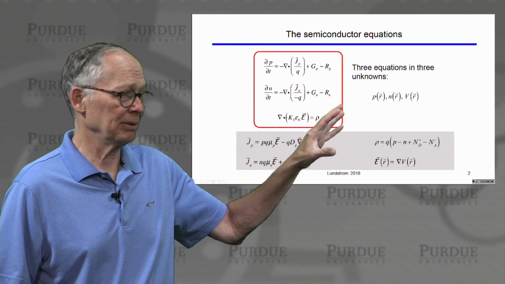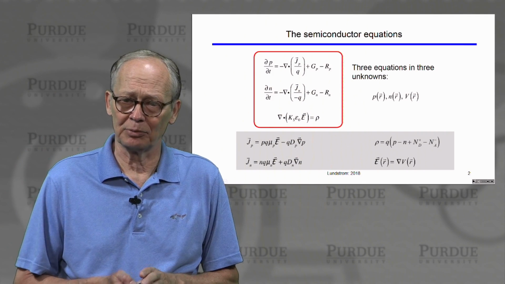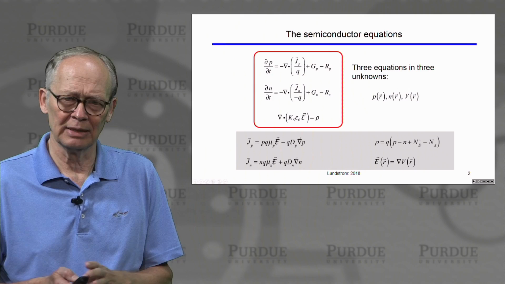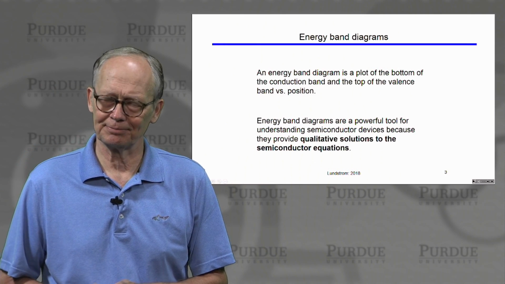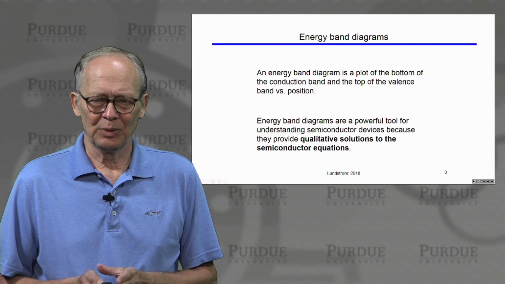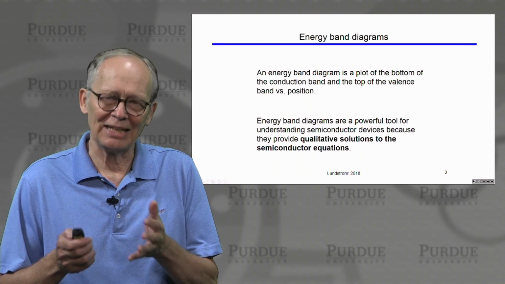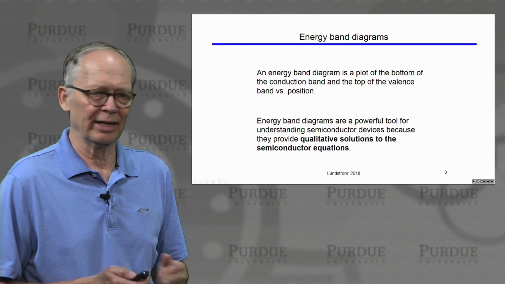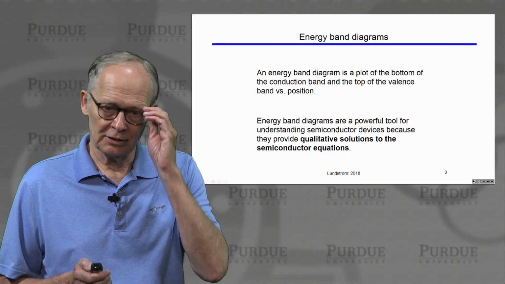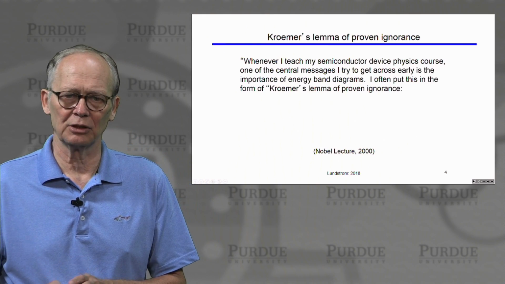This is a fairly complicated set of mathematical equations, but we know if we solve these equations, we can understand the operation of any device. But we're looking for a way to avoid a lot of mathematics in this lecture, and we're looking for a way to get some qualitative insight into the solution to these equations. An energy band diagram, I'll just remind you, we have an energy versus momentum, or an E-k plot, that describes the band structure of a semiconductor. But an energy band diagram is a plot of the bottom of the conduction band and the top of the valence band versus position. So these energy band diagrams we're going to see in this lecture are a very powerful qualitative way to solve these equations.